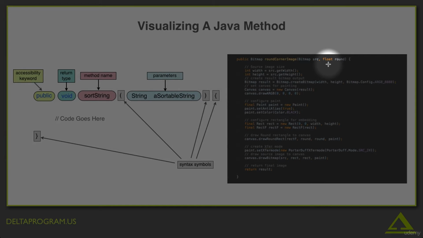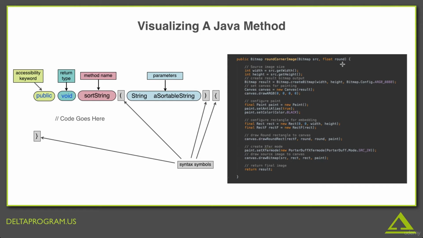a float. Now, a float is a specific type of number data. It actually gives you the ability to use decimals when defining a value. And here, we're going to refer to it as round. Now see if you can find the uses of the word round in between the braces.